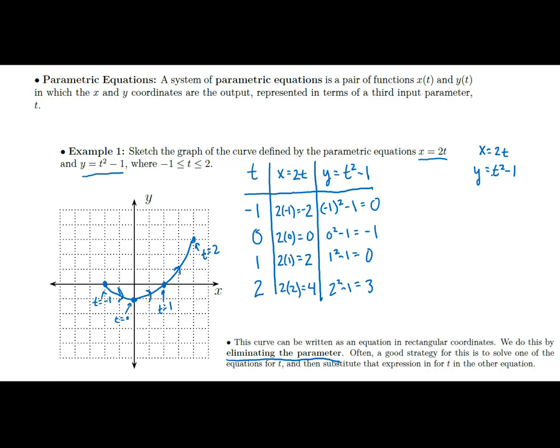And in this system of equations, basically our whole goal is to write this without t being involved. So I have equation 1 and I have equation 2. And if I look at equation 1, it looks like it would be really easy to isolate my t. So taking equation 1, I can say x divided by 2 is t. But then what that allows me to do is, in equation 2, I can place x over 2 in for where t was. And so that gives me y is equal to x squared over 4 minus 1.